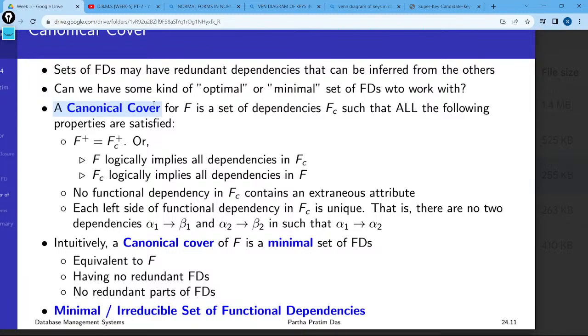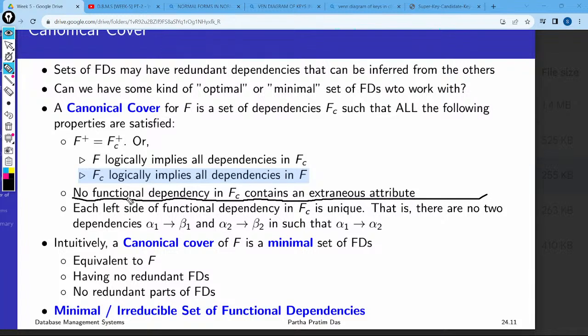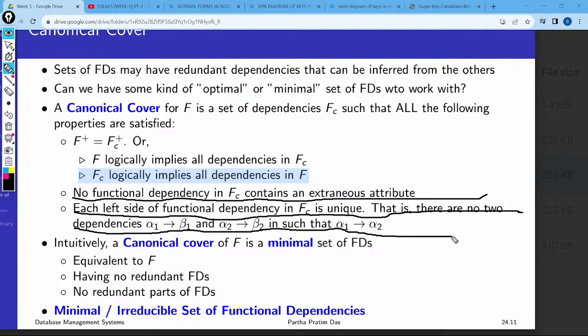A canonical cover of F is a set of dependencies FC such that all the following properties are satisfied. F logically implies all the dependencies in FC. FC logically implies all the dependencies in F. No functional dependency in FC contains an extraneous attribute. This is an important line. Each left side of the functional dependency of FC is unique, and there are no two dependencies alpha 1 arrow beta 1 and alpha 2 arrow beta 2 such that alpha 1 equals alpha 2.